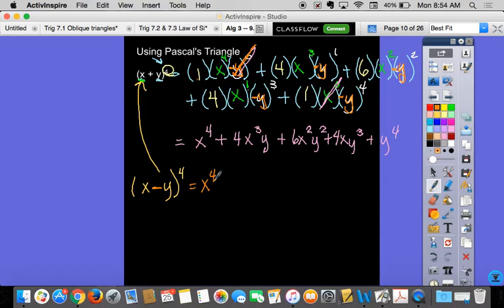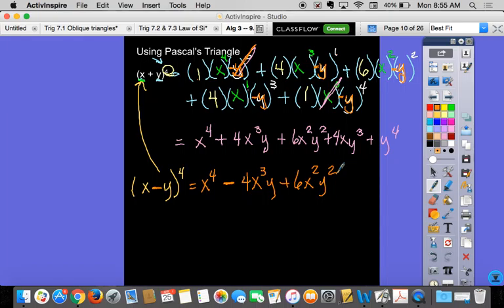x to the 4th. Now when you come to the second term, I have negative y to the 1st power. Well, that's an odd power. A negative raised to an odd maintains the negative. So what this negative is going to do is change that positive to negative. All right. Now over here, I have a negative y squared. Even power, right? Even power takes the negative. It basically cancels out. So that's the same thing as what I had before.